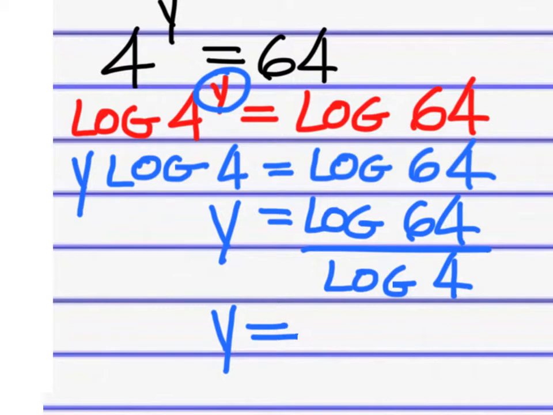So in your calculator, you're going to type that in. You're going to type in log 64, and then a right-hand parenthesis and divide by log 4, right-hand parenthesis. And what is the answer? 3.